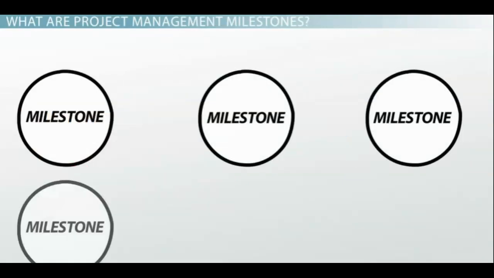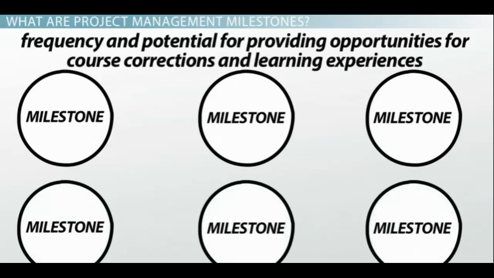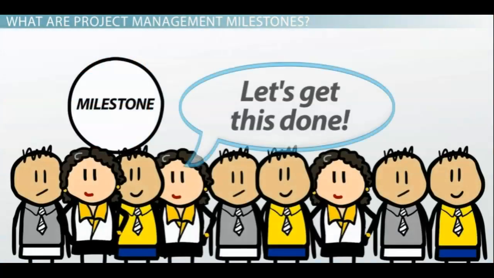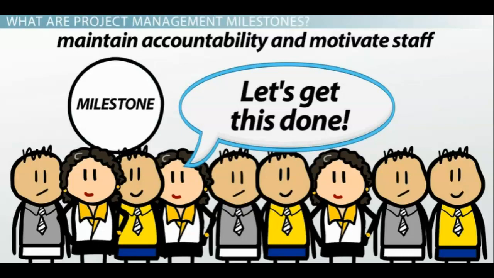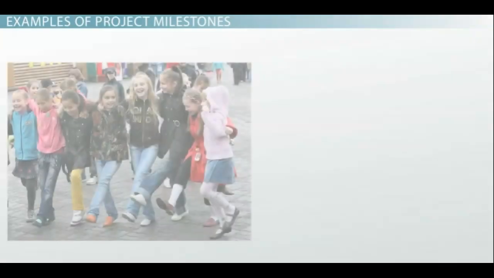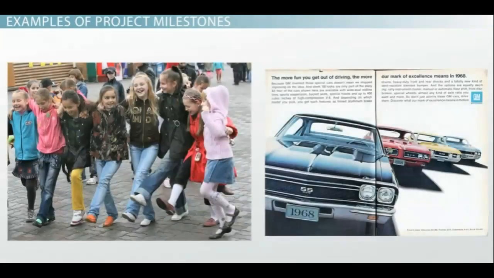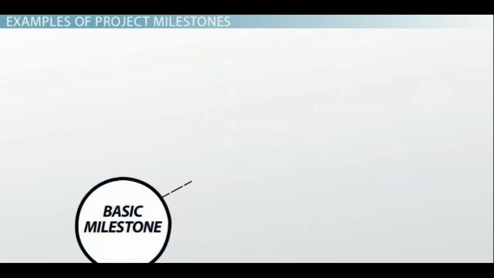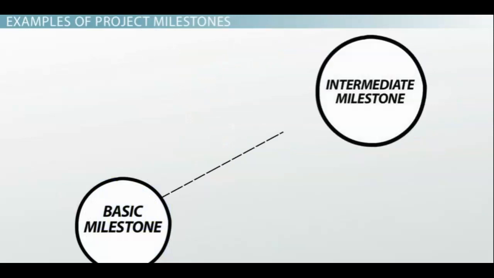Key characteristics of milestones include their frequency and potential for providing opportunities for course corrections and learning experiences. Milestones can also be used to maintain accountability and motivate staff. Let's look at some of the different types of milestones often used during a project, including some real-life examples. Keep in mind that not every deadline met or task completed will represent a milestone. Intermediate stages should be considered significant in terms of meeting the overall project goal.